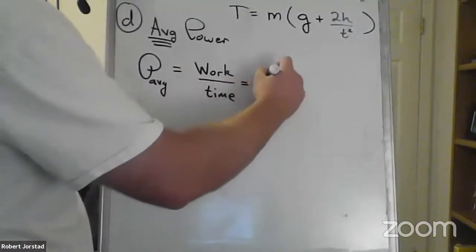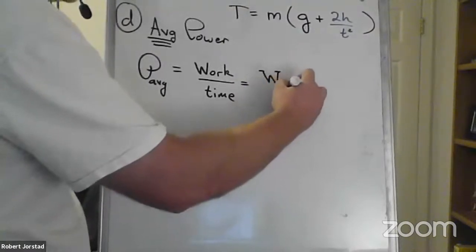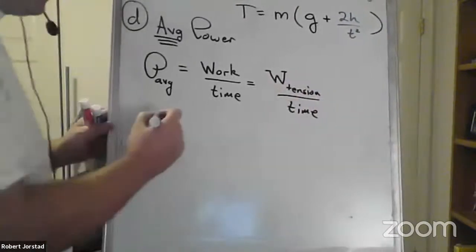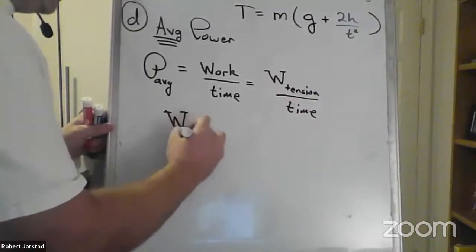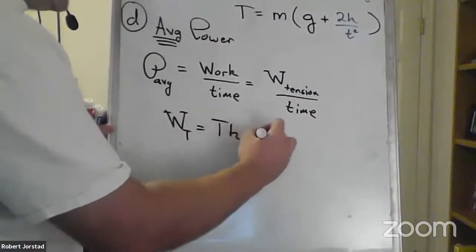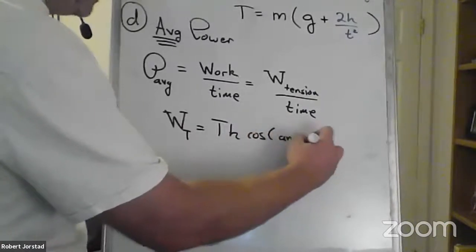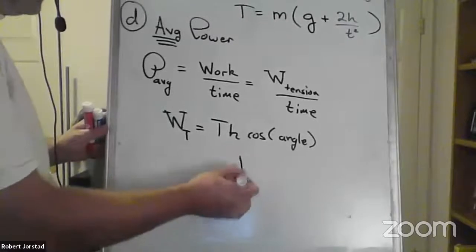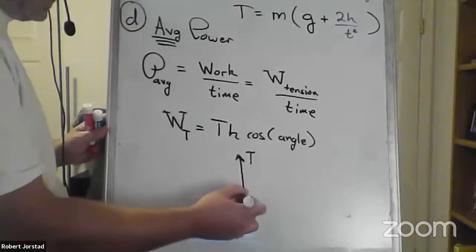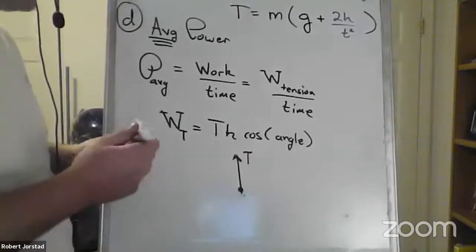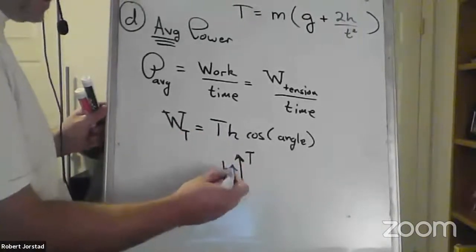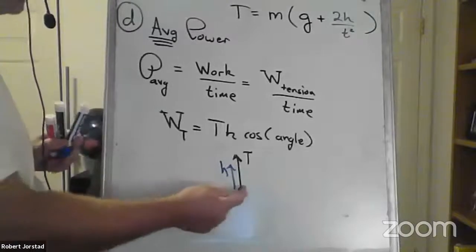Well, we could get the work done by tension over time. So the work done by tension would be tension times the distance times cosine of the angle between. We could draw a picture. Tension is upwards. And actually, in this case, displacement is also upwards, right? We're going upwards, distance h. And so what is the angle between these two vectors?